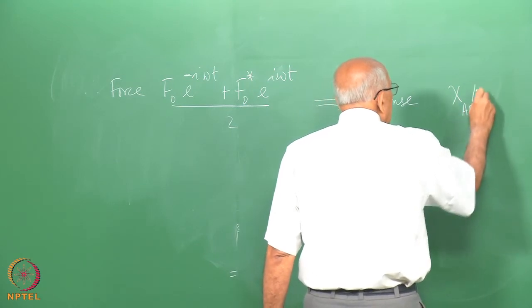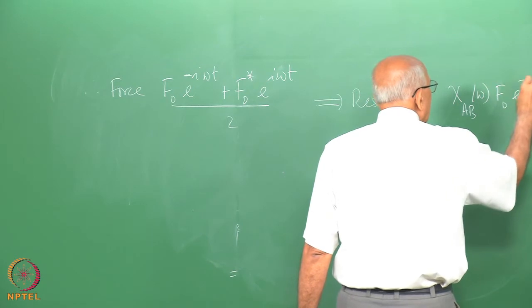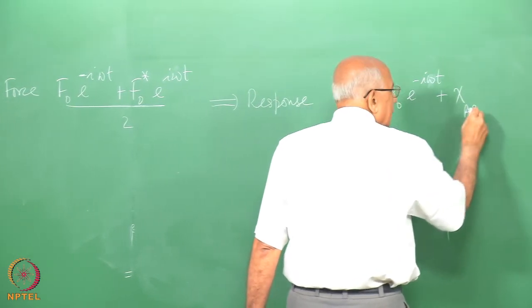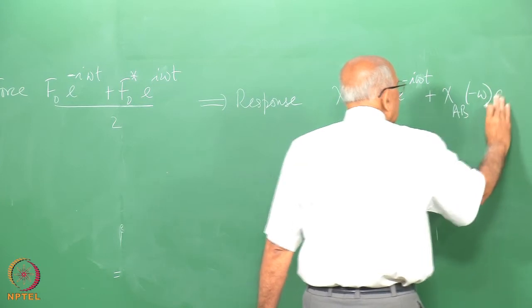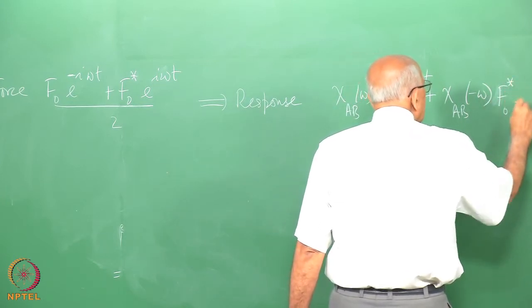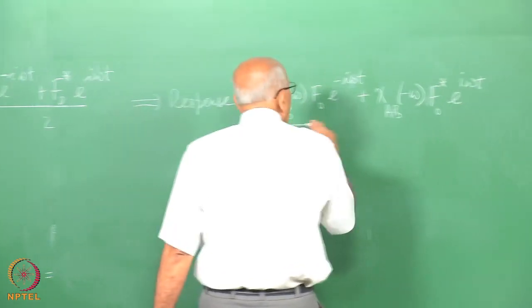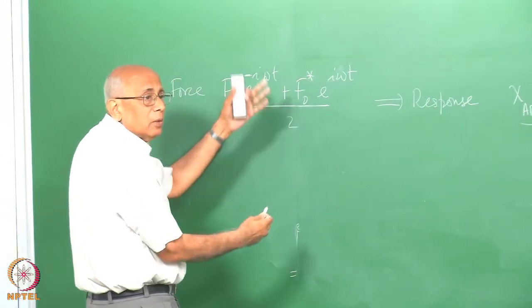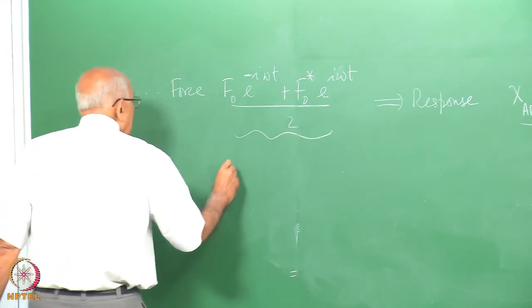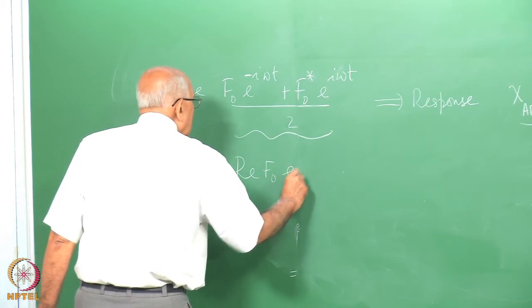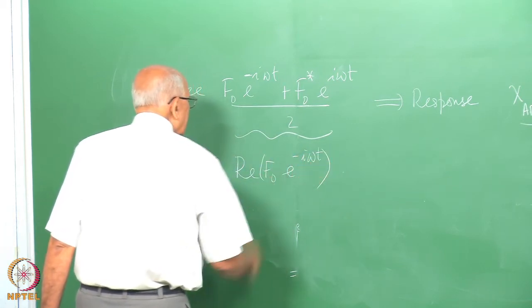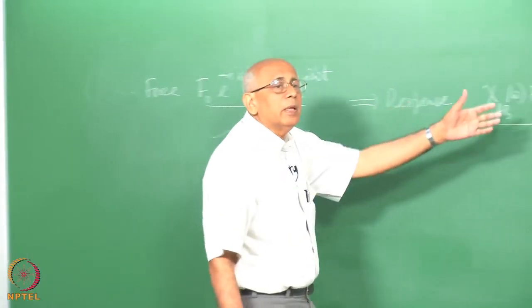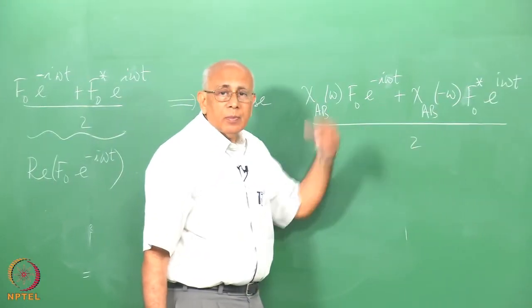chi AB of omega F naught e to the minus i omega t plus chi AB of minus omega F naught star e to the i omega t, divided by 2. But this force here is real. It is the real part of F naught e to the minus i omega t. So that is a real force. The response has to be real. So this must be the real part of some complex number.